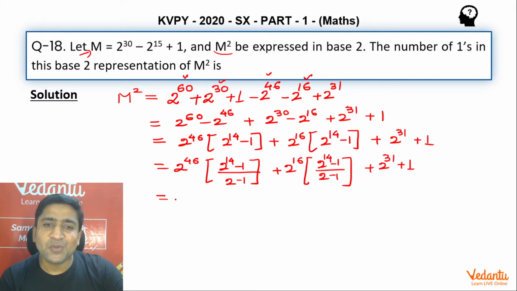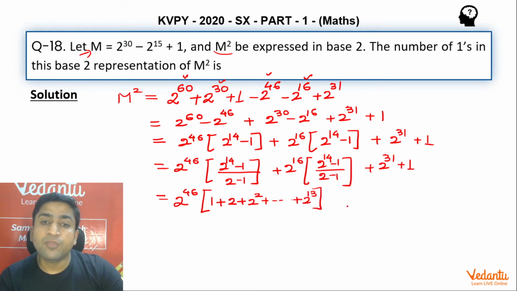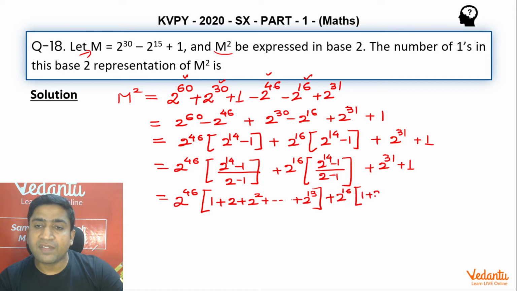I just want to show you, because the moment you write 2 to the power 46 outside, inside it will be 1 plus 2 square, 2 cube, and so on up till 2 to the power 13. We wanted 14 terms, so this is how I will write. Same thing I'll do for the next component, 2 to the power 16 times, inside the bracket exactly the same thing, 1 plus 2 square and so on up till 2 to the power 13. And then I will write 2 to the power 31, and then 1 is also there, so I'm just going to write it as 2 to the power 0.